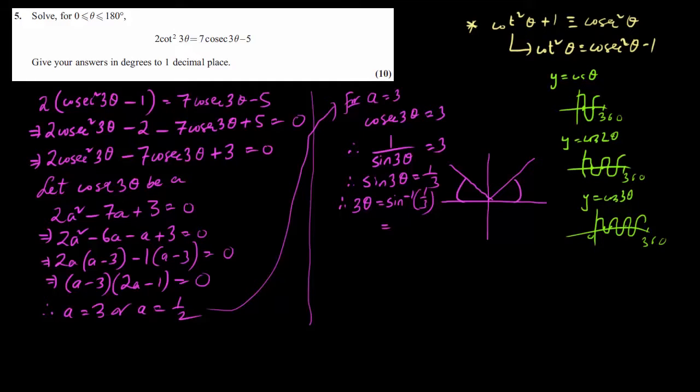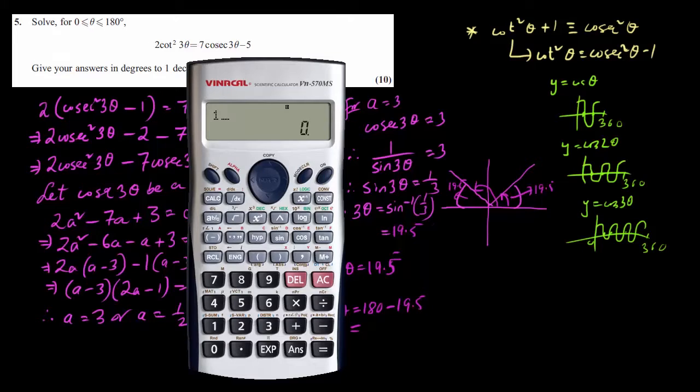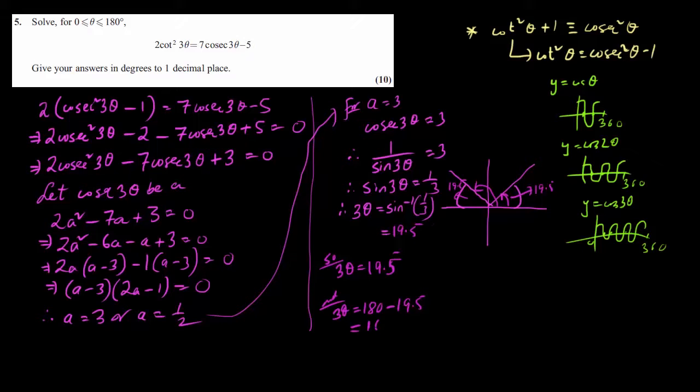So let's get on with it. This is going to be 19.5 degrees and this is also going to be 19.5 degrees. So in the first quadrant, the angle is going to be the same as the basic angle, so 19.5 degrees. And in the second quadrant, it is going to be 180 degrees minus 19.5 degrees, and that turns out to be 160.5 degrees. We need one more. So that means we're going to do one revolution. So we're going to add 360 degrees to this.